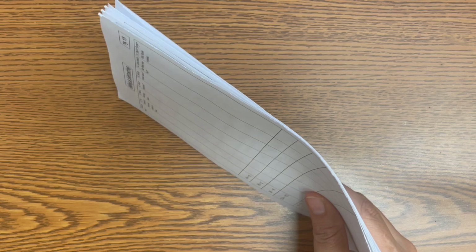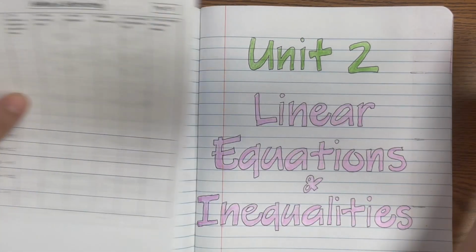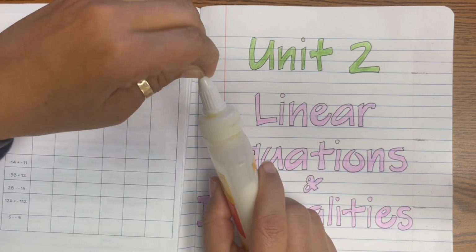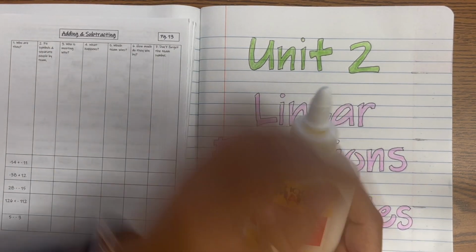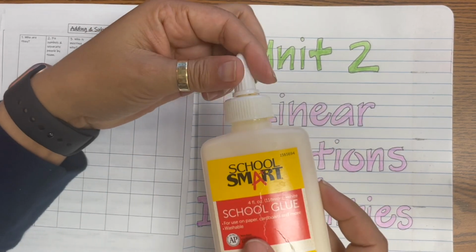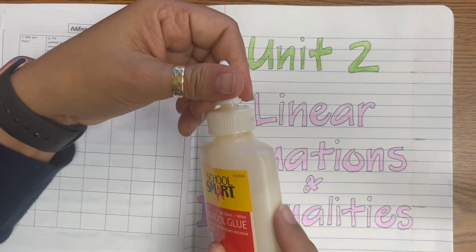Okay, now we have our pages. We're going to glue them in. Remember, if you're using my glue, this glue right here, you're going to take off any glue that's stuck here. You're going to untwist the cap. So it's twisted right now. I'm going to untwist it like that.